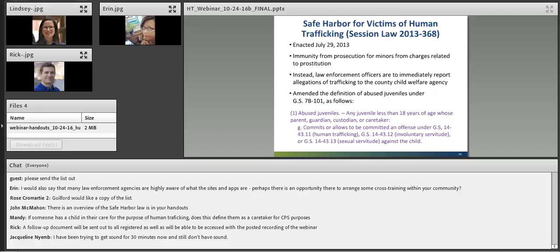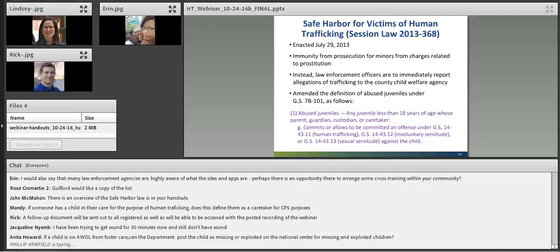So law enforcement is now required to report any victim under the age of 18 involved in commercial sex or involuntary servitude to their county child welfare agency. And Erin, I definitely would love for you to pipe in on this as well.